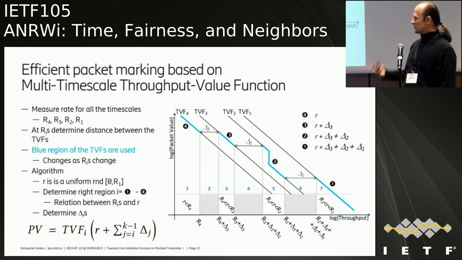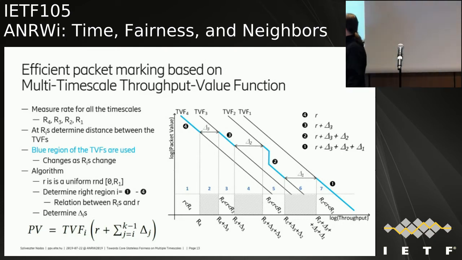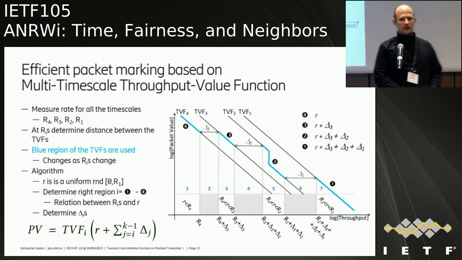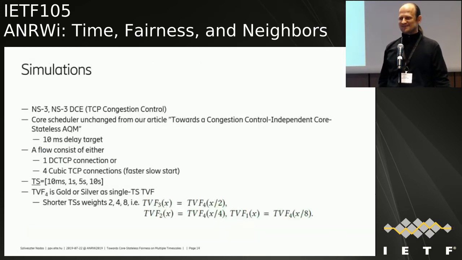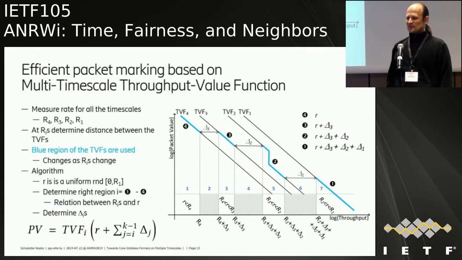And similarly to the single timescale algorithm, you can have a uniform random number to determine the right region for determining your packet value. So you can choose between region 1, 2, 3, and 4 based on the relations between your random number and the measured bit rates, and determine your packet value accordingly. And it's actually a pretty fast algorithm.